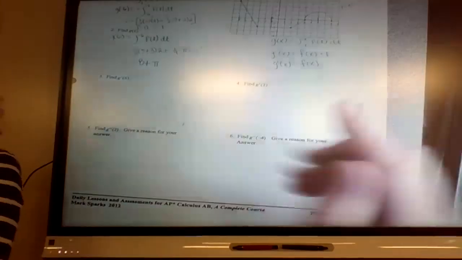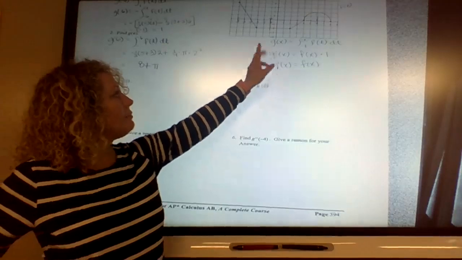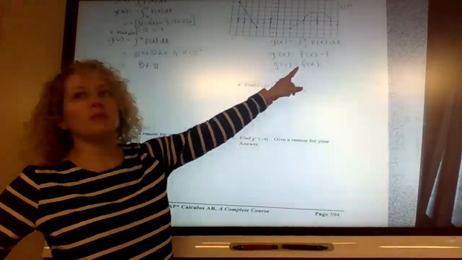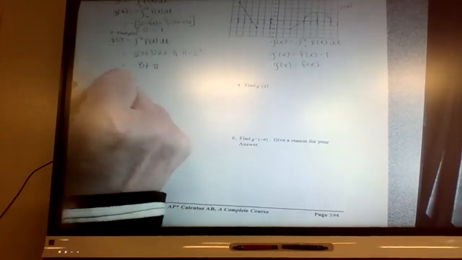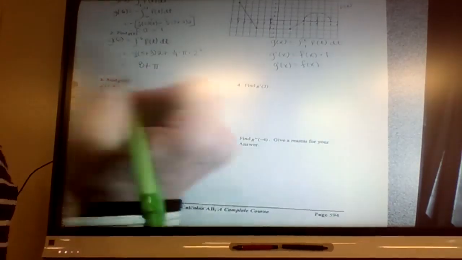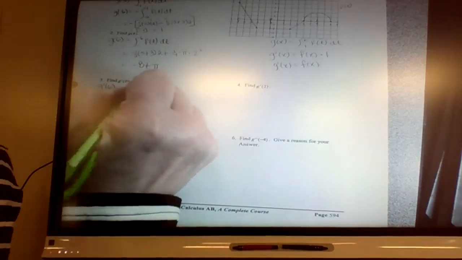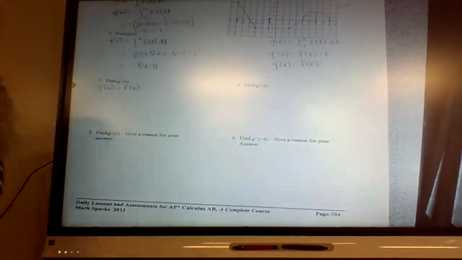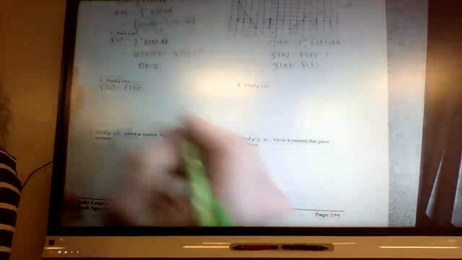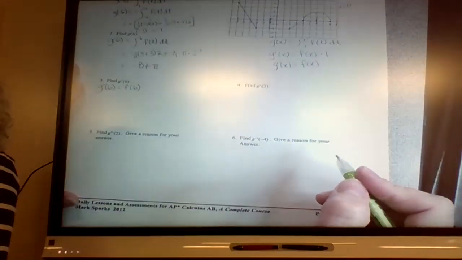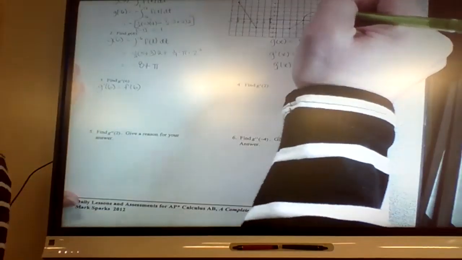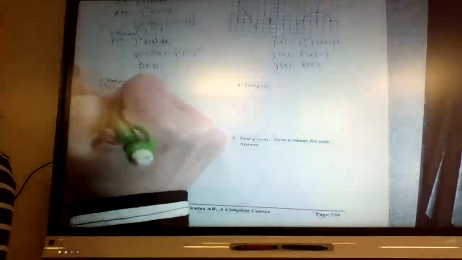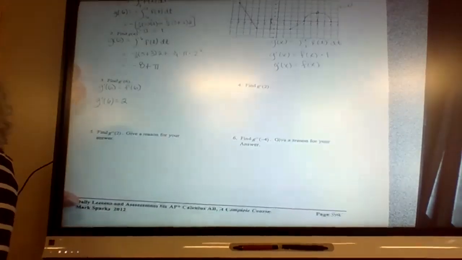And then number 3. Okay, so before you left yesterday, we did this part. We found that g prime of x equals f of x, right? So for g prime of 6, that would be f of 6, right? f of 6 is 2. So g prime of 6 would be 2.